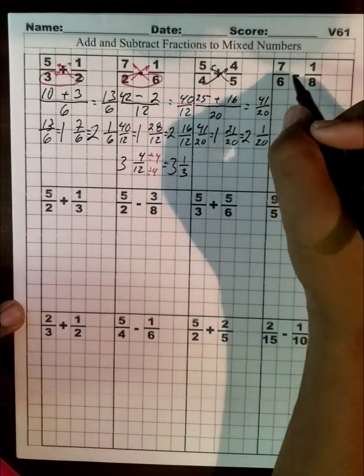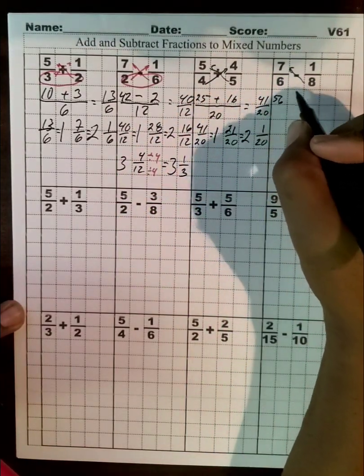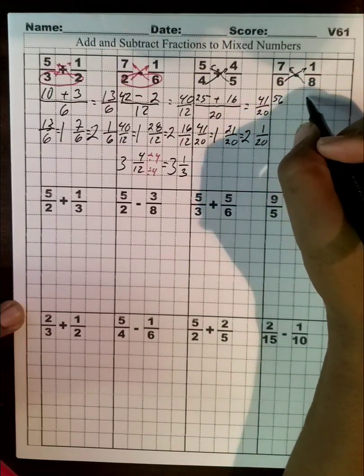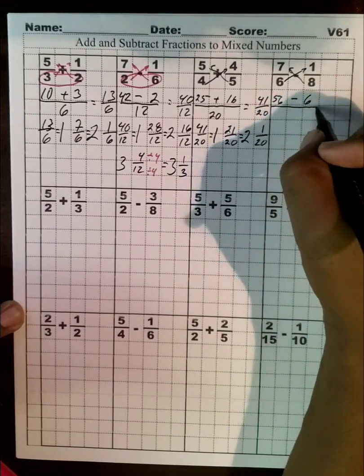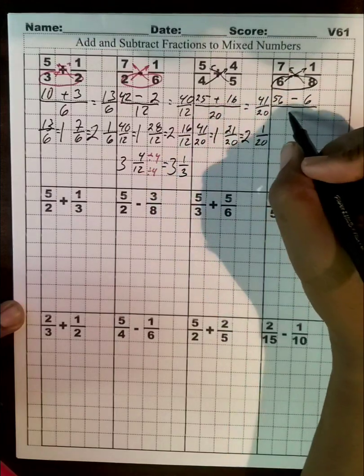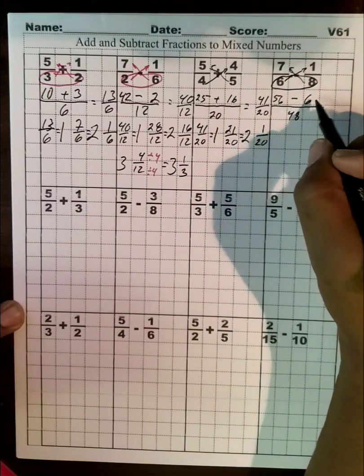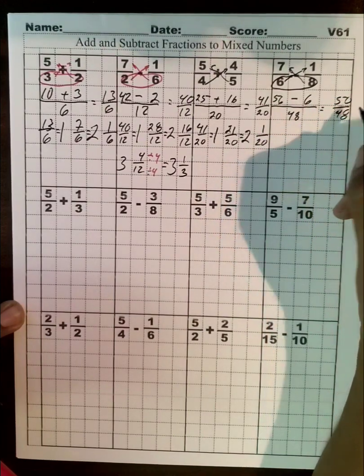Okay, so for here, 8 times 7, that is 56. 6 times 1 is 6. Sorry, subtract, and then 6. And this is all going to be over 6 times 8, which is 48. So 56 take away 6 is 50. And that's all over 48.